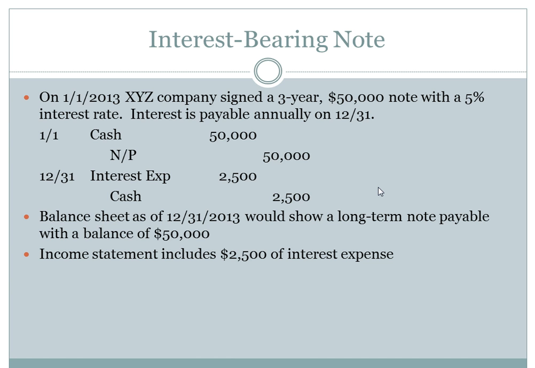The income statement would also include the $2,500 of interest expense. In this course, we are emphasizing what happens on the balance sheet, but certainly the income statement is impacted here as well. And so we would have a $2,500 interest expense as a part of the income statement on this particular note.